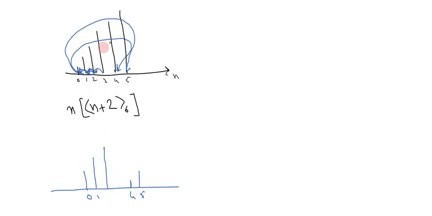Similarly, this will move towards 2, and this last one will appear here. This largest sample will move 1 unit and 2 units here. This is x of n plus 2, and it is circularly time advanced. And you can prove it yourself that it is actually equal to x of n minus 4.